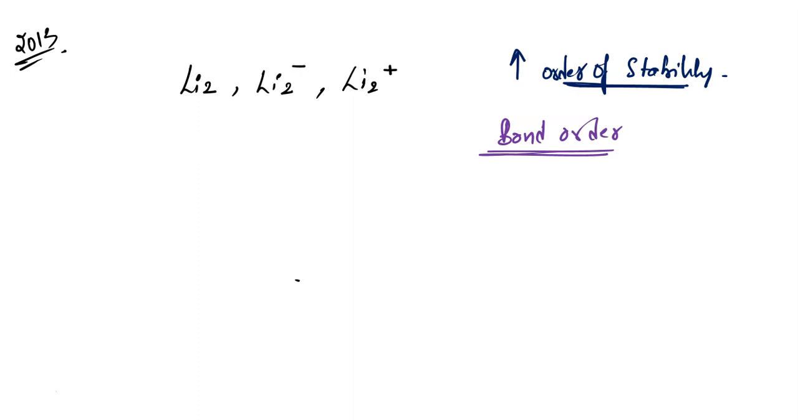Now let's understand the relation between stability and bond order. Fine. So bond order and stability are directly proportional to each other. Means more is the bond order, more is the stability. So now first what do we need to do? We need to find out the bond order of the given molecules.